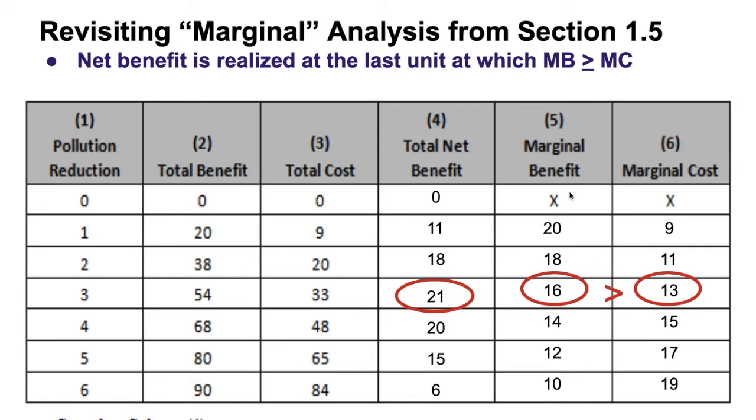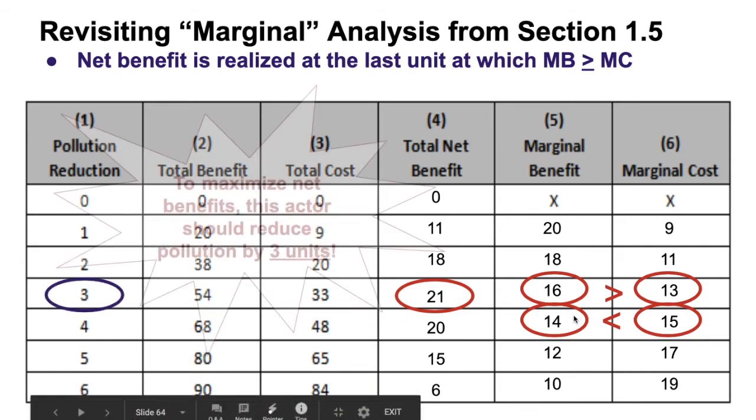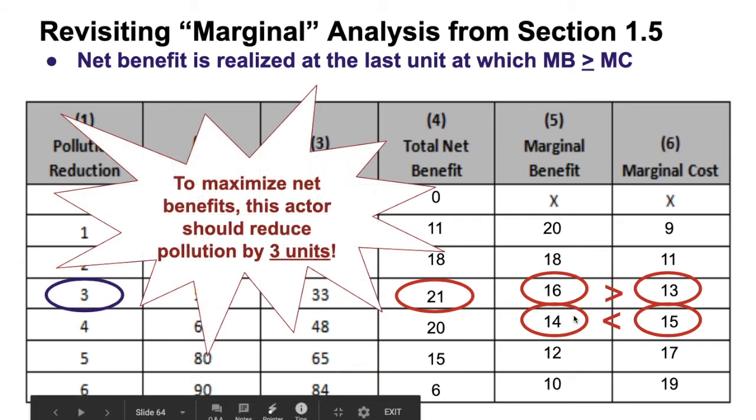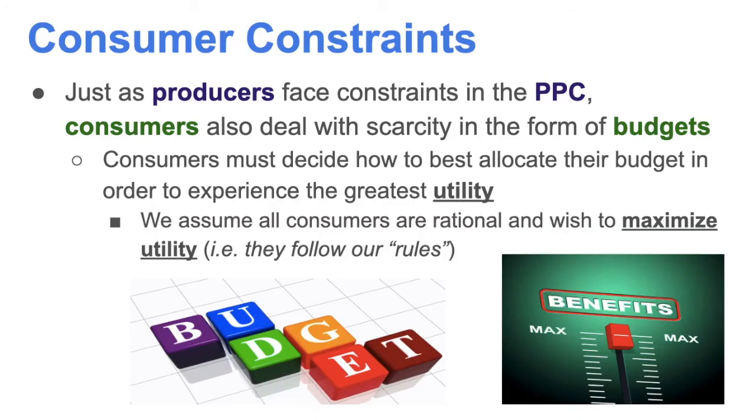We really don't care because it's our marginal benefit and our marginal cost, and that's the principle we follow. We're not going to do something if the marginal benefit is less than the marginal cost. So we choose 3 units, okay?